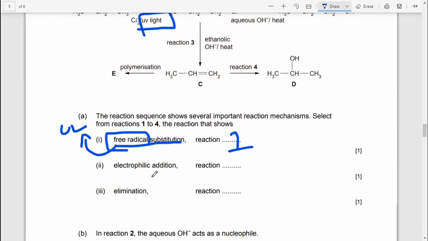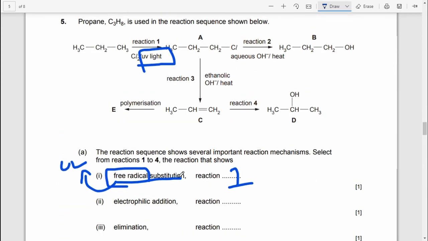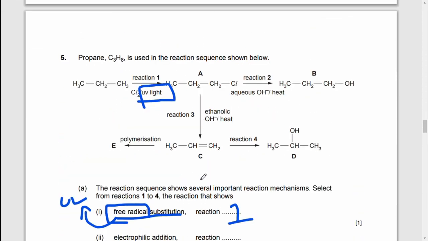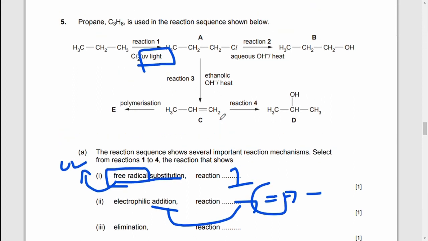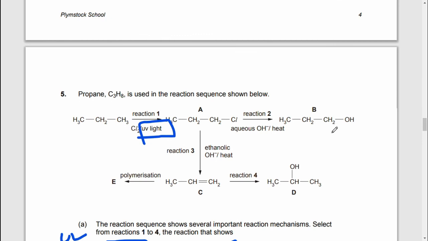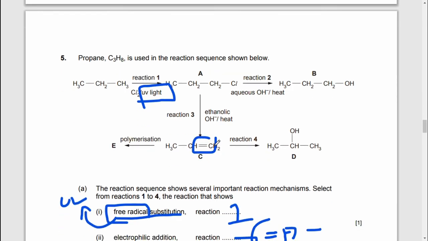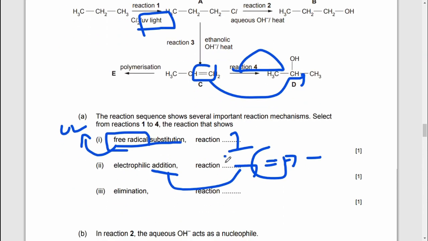The second one is electrophilic addition. Let's just focus on the addition characteristic, which is double bond to single bond. So we're just going to search for the double bond, and the double bonds are only this, right? So from double bond to single bond, it's reaction 4. So easy.